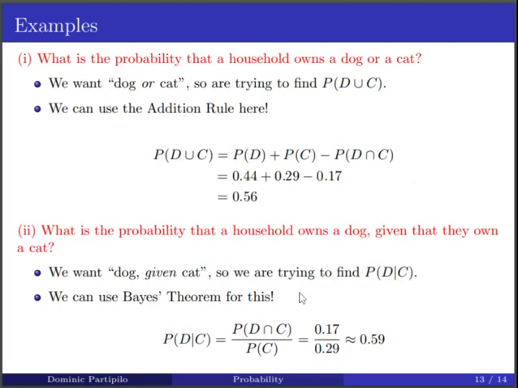And remember, when we were dealing with conditional probabilities, we're almost always going to be using Bayes' theorem for this. And Bayes' theorem tells us that the probability of a dog given cat is equal to the probability of dog intersect cat over the probability of cat. And that's equal to 0.17 over 0.29, and that's right around 0.59.